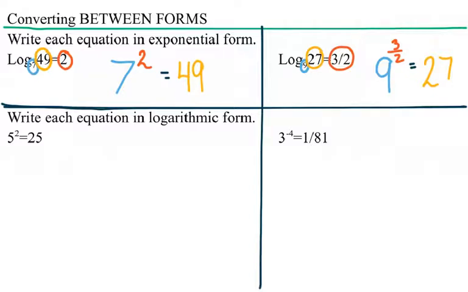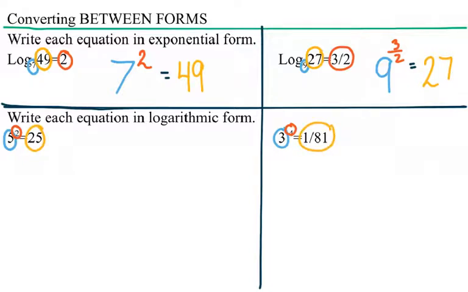So the next two examples are already in exponential form. You know they're in exponential form because you see an exponent and also you don't see the word log. Okay, so we're going to write them in log form. The base of the exponent is going to be in blue. My exponent I'm going to do in red. And the answer I'm going to do in yellow.